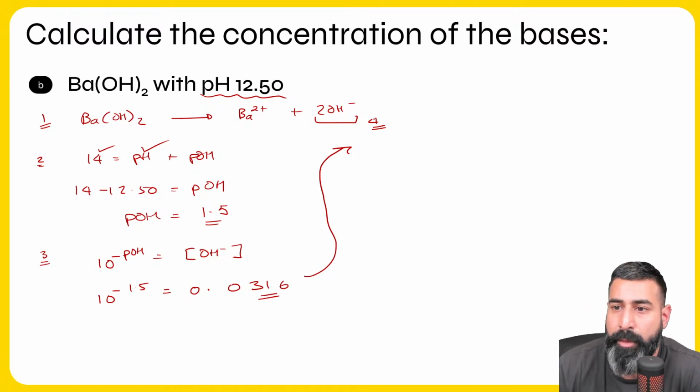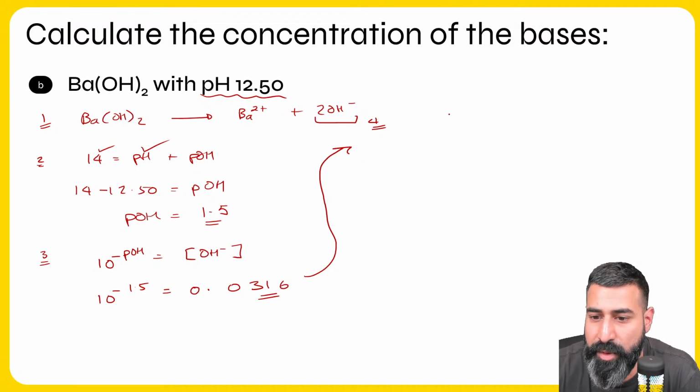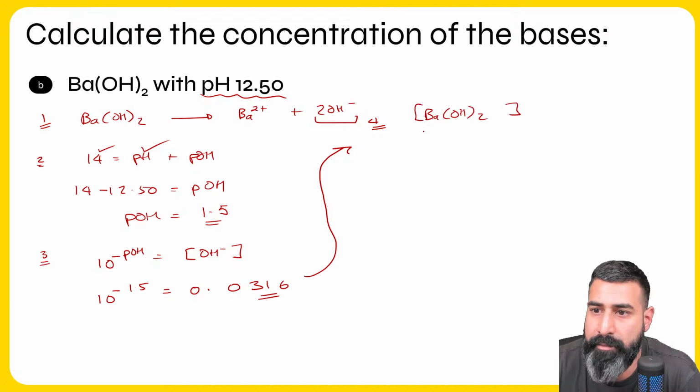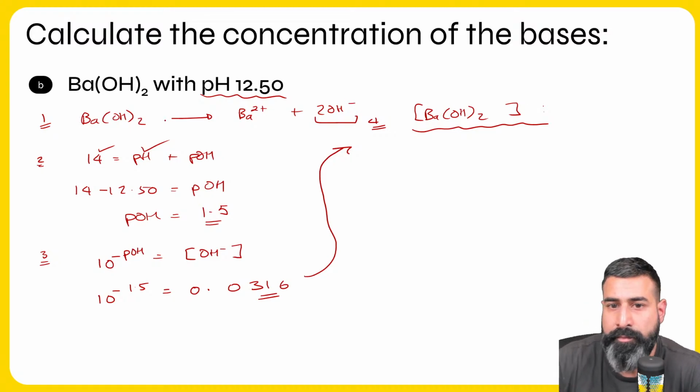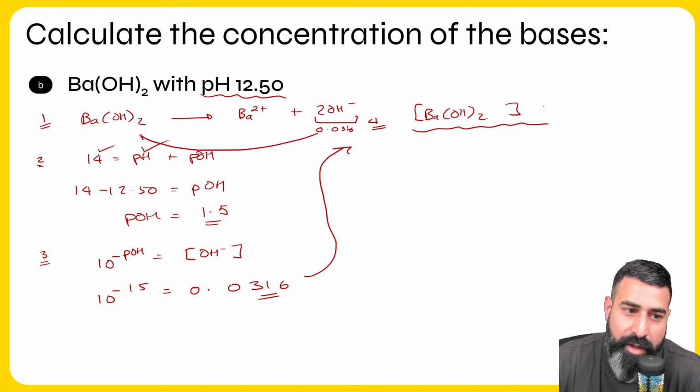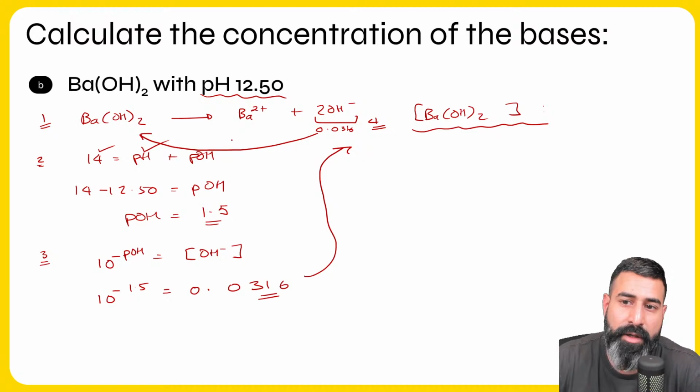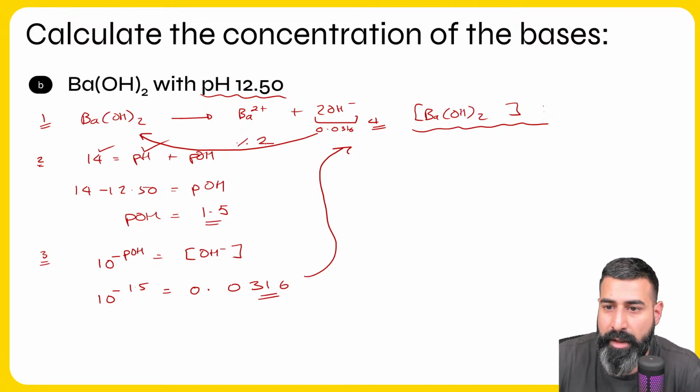Okay, step number 4, where do we go? I've just worked out the hydroxide ion concentration. How am I going to get the concentration of the barium hydroxide? What do I need to do to this number? Is it multiplied by 2? So we know this is 0.0316 or whatever it is. But have a look. The ratio between this and the barium hydroxide is 2 to 1. So we're not going to multiply this time. We're going to divide it by 2, okay? Sammy, correct. It is divide.